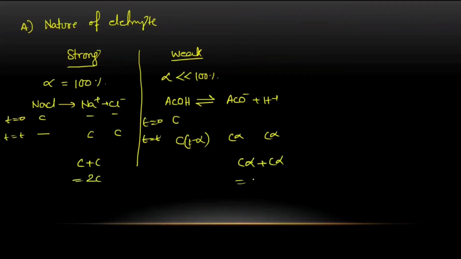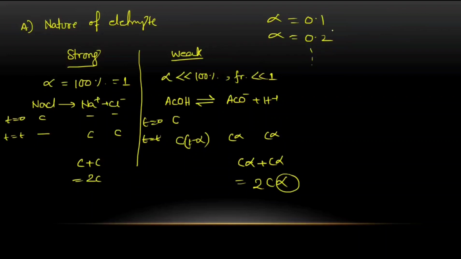But for the weak electrolyte it will be 2C alpha. And guess what? Alpha is very, very less than 1. Degree of dissociation is mostly a fraction. If 100%, then the fraction is 1. If less than 100%, the fraction is very, very less than 1. Generally, alpha is like this, suppose 0.1 or 0.2. And alpha 0.1 means it is 10% dissociated, we say, right? So alpha is very, very less than 1.